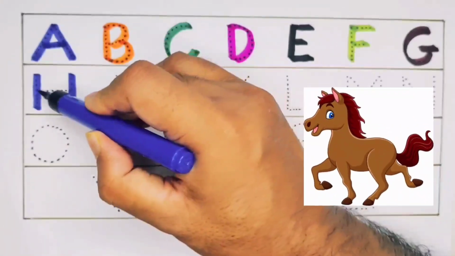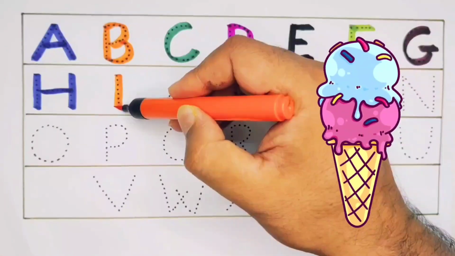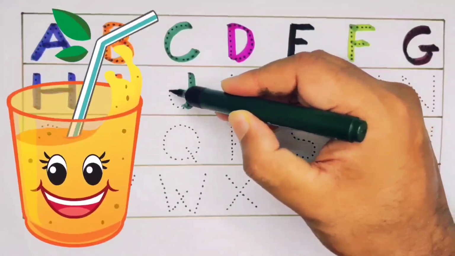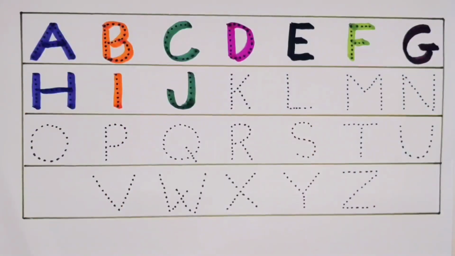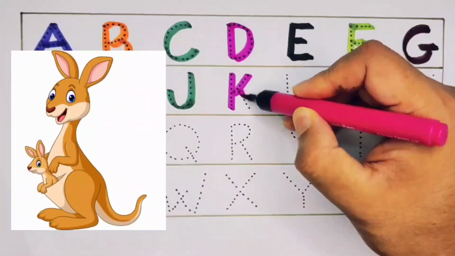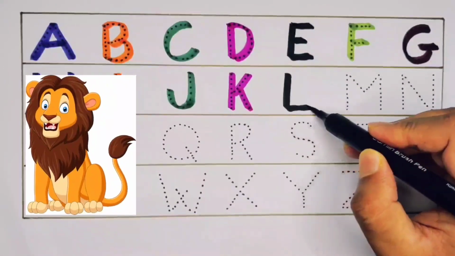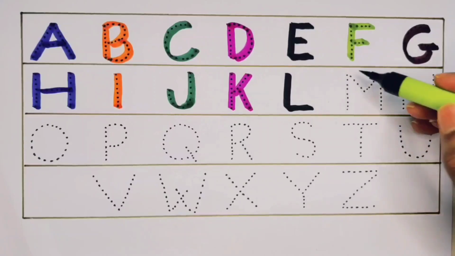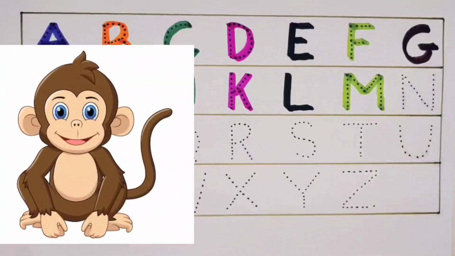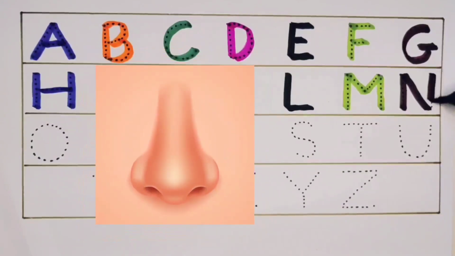H. H for horse. I. I for ice cream. J. J for juice. K. K for kangaroo. L. L for lion. M. M for monkey. N. N for nose.